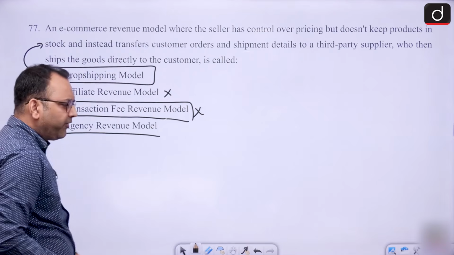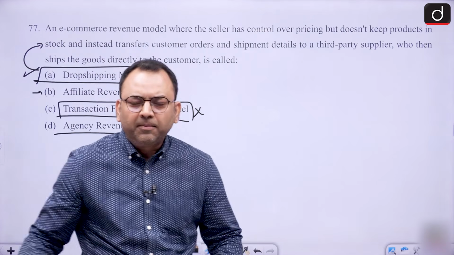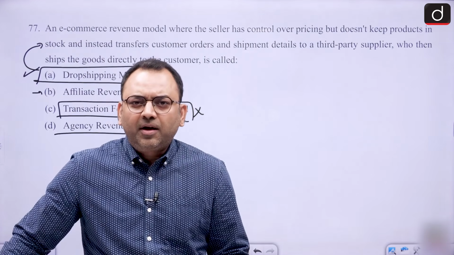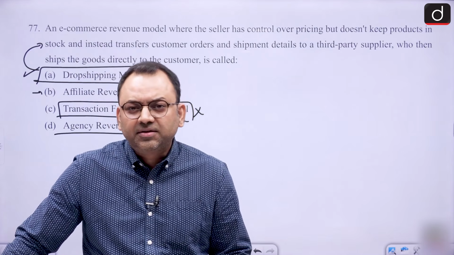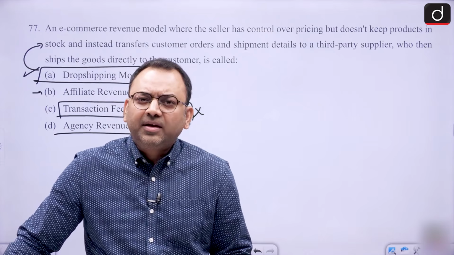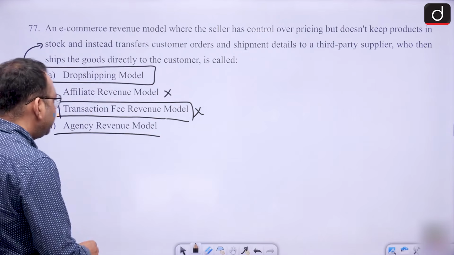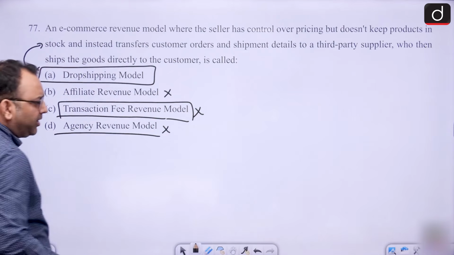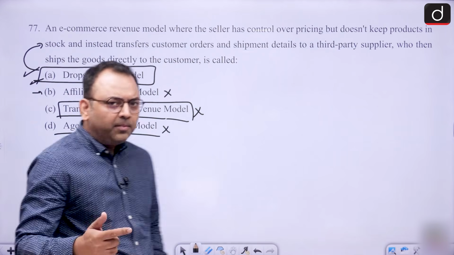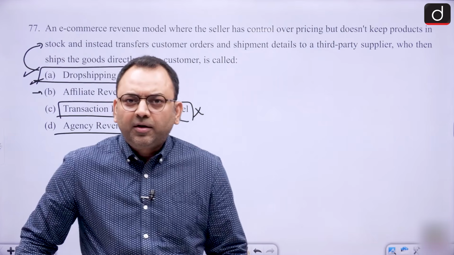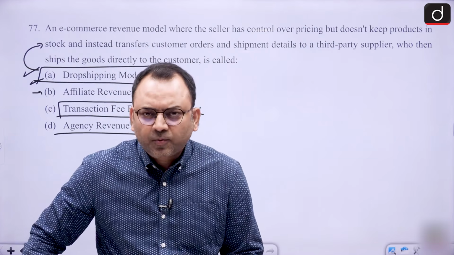The D option is the agency revenue model. This is a model where a company is not giving a product but say services like SEO services, ad services, AI services. So this is not about the products. So this is also not correct. So the answer becomes in this case A, and we have seen why. All other three options are not correct in this question. Let's proceed to the next question.